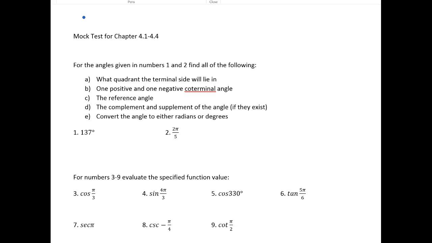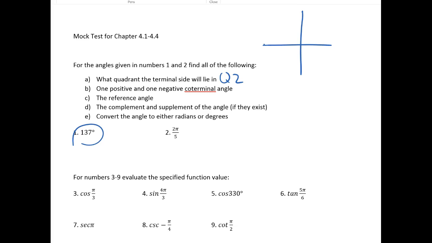So, all right, for the first two, you're given an angle, the first one in degrees, and we're going to charge through all of these parts. So what quadrant will the terminal side lie in? Well, that just means, where is this angle? So if this is 90 and that's 180, then it's going to be quadrant 2.